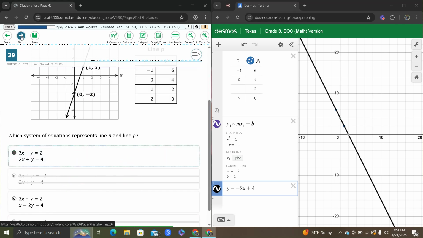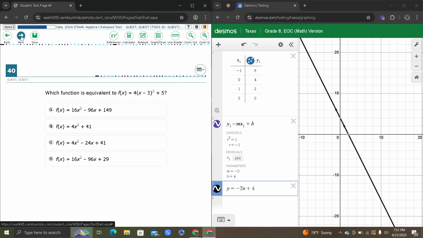Okay, guys. We have one more question, and that's all we have to do for the day. Okay, this one's easy. So which function is equivalent? You just type into Desmos and see which one matches with it.